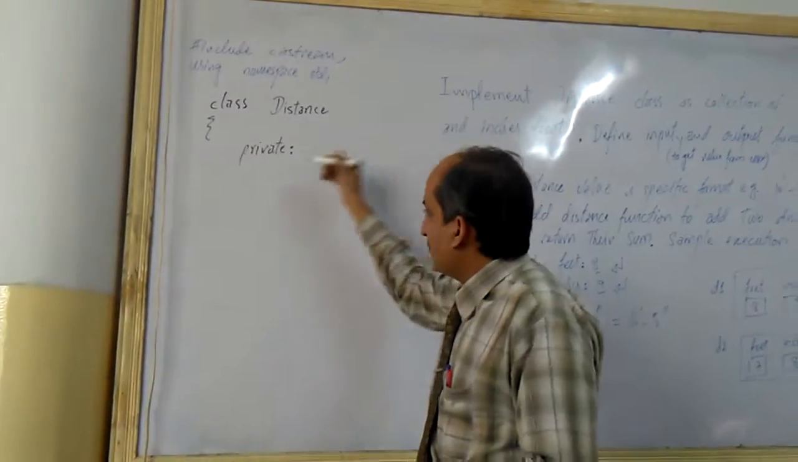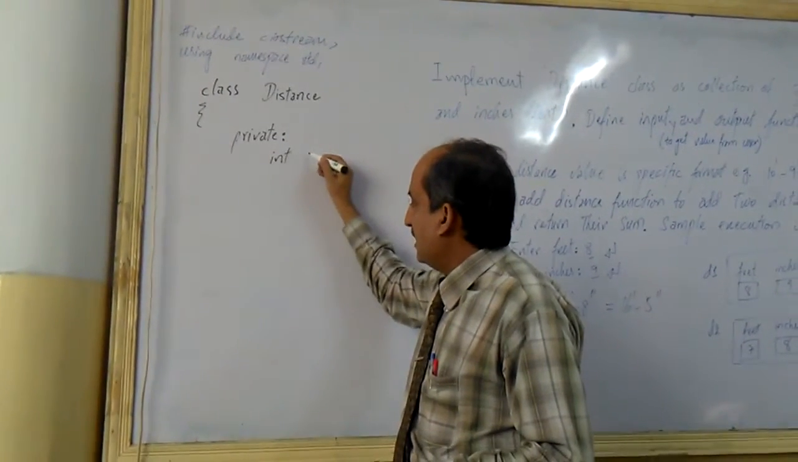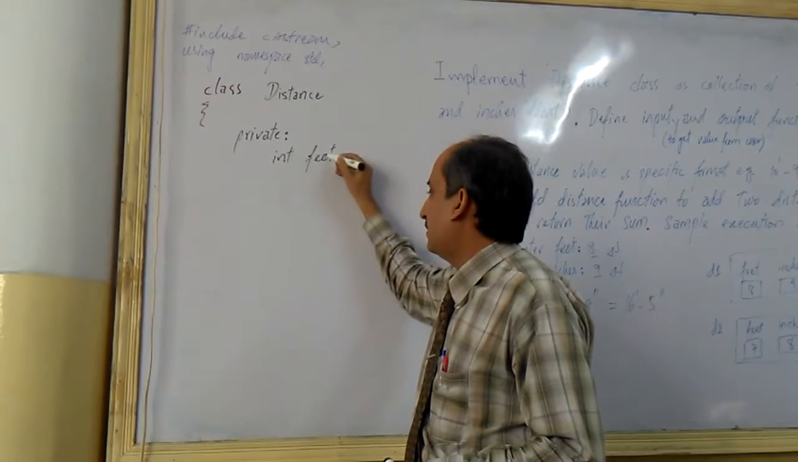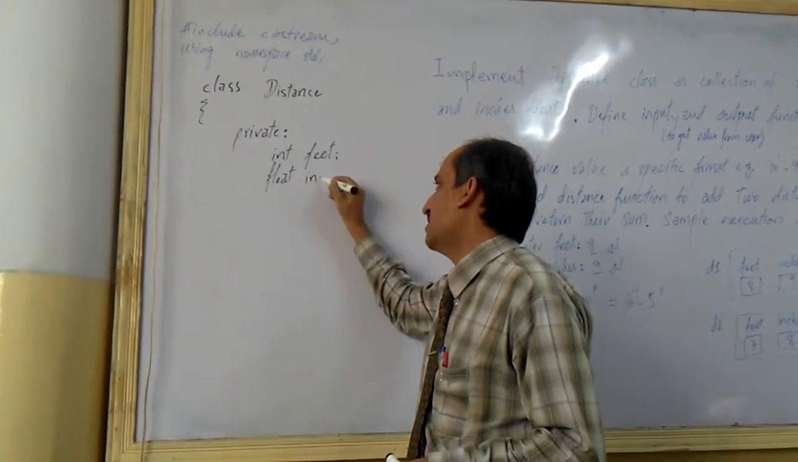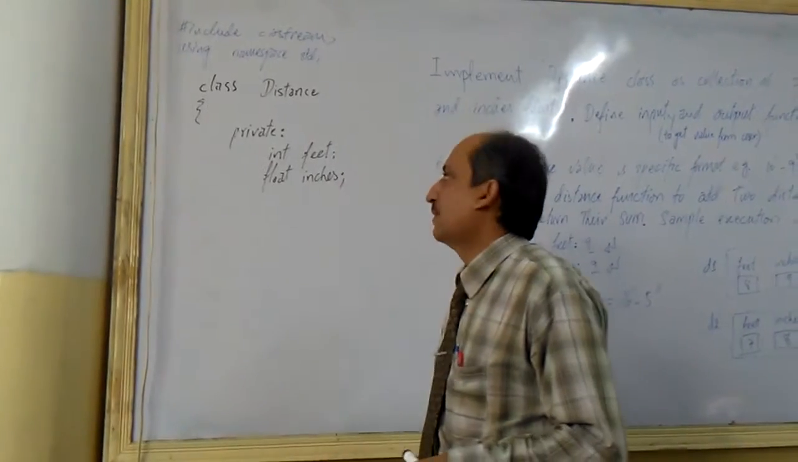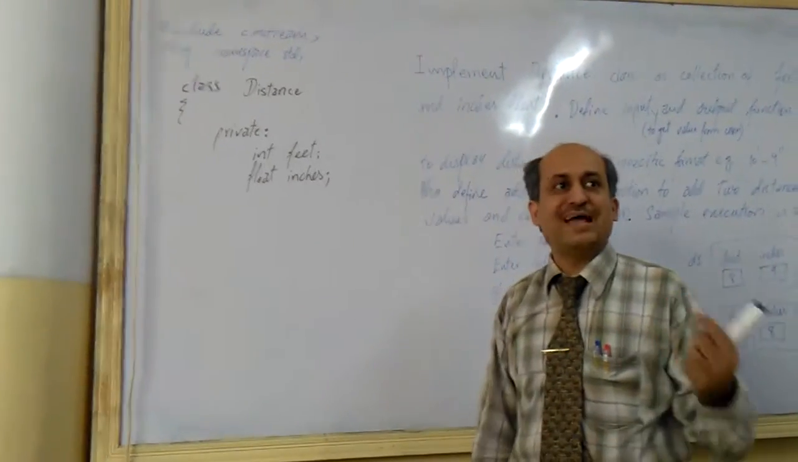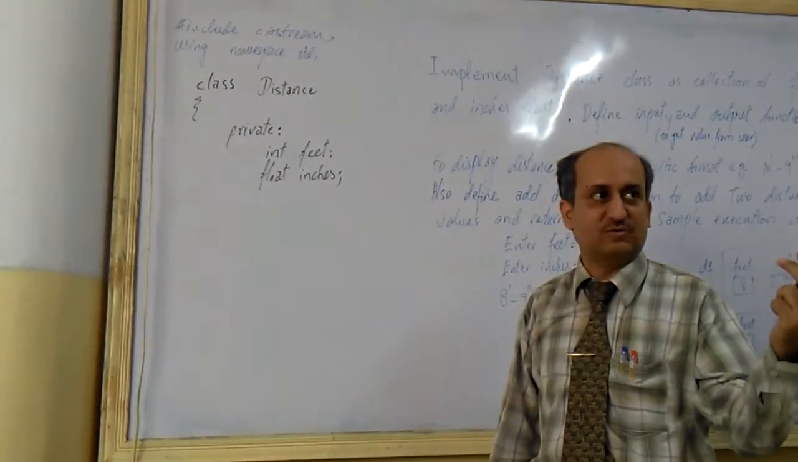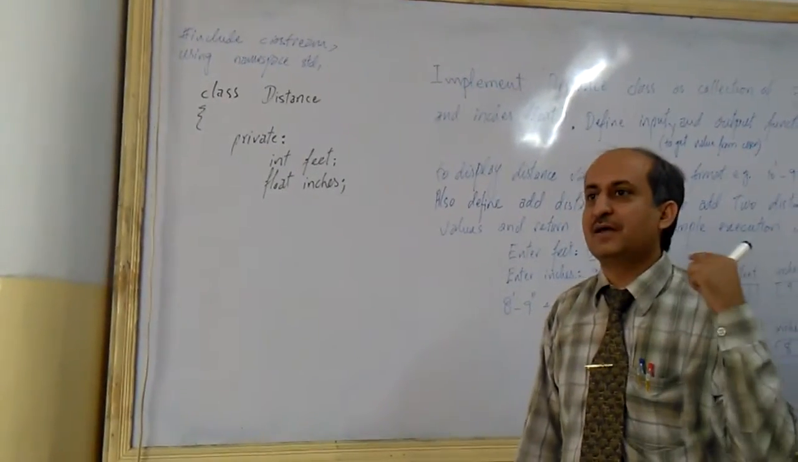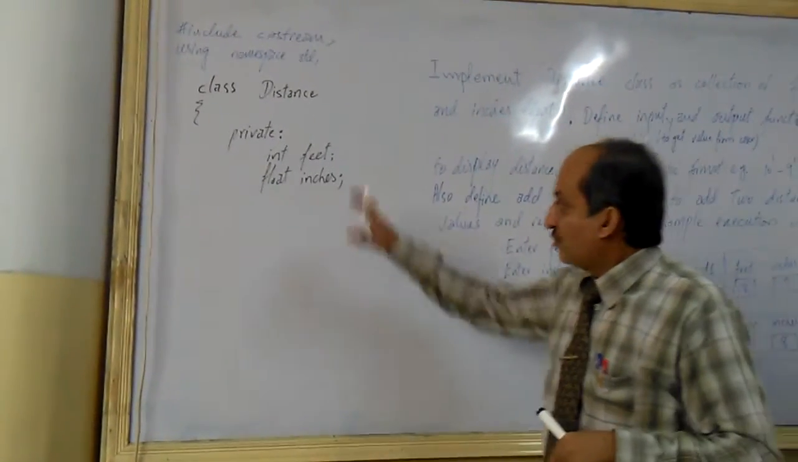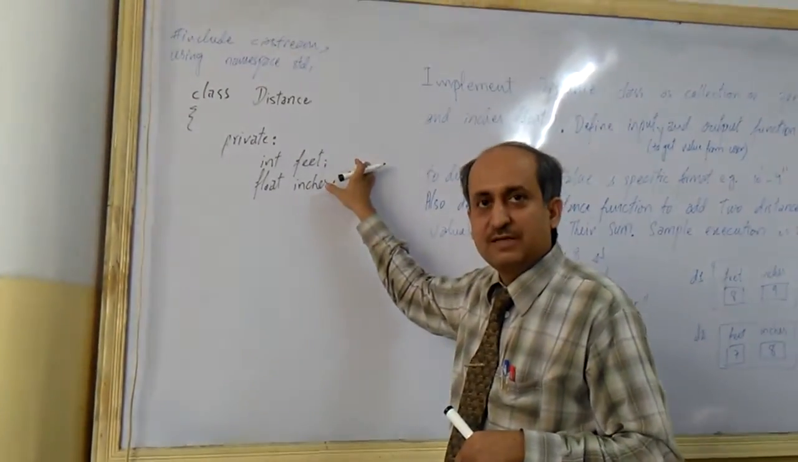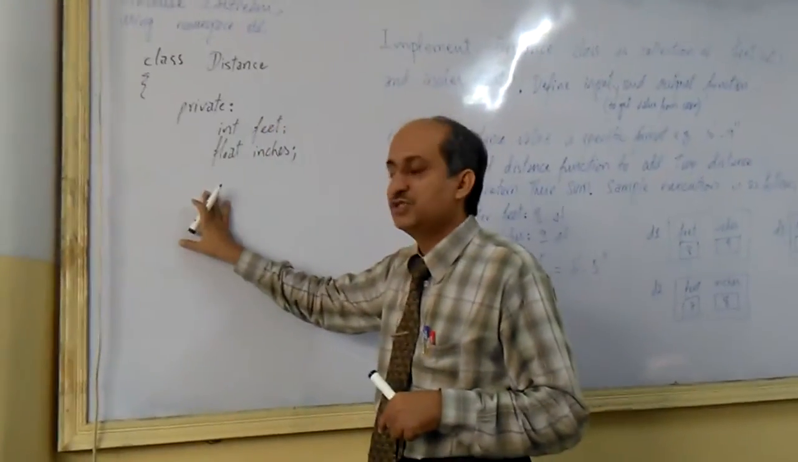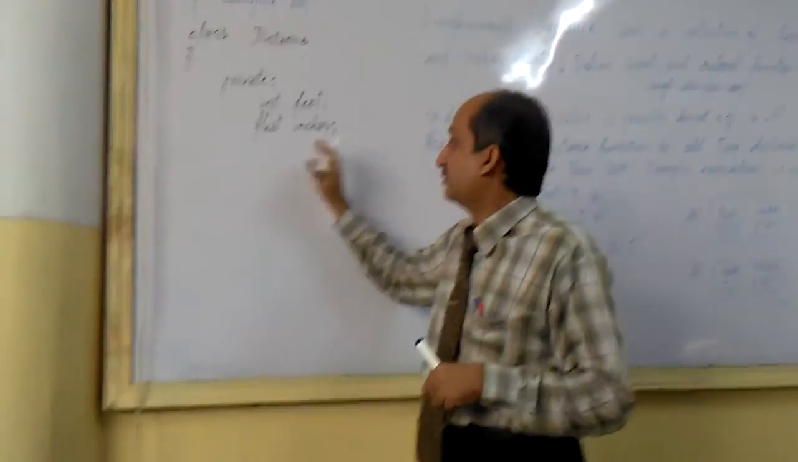And what are the data members? Int feet and float inches. These are the two data members by which we are representing a distance value as a collection of two values, feet and inches, one integer and the other float. You may always correct me if I forget anything, like a missing semicolon, or if I make any compilation or logical mistake. Always correct me.